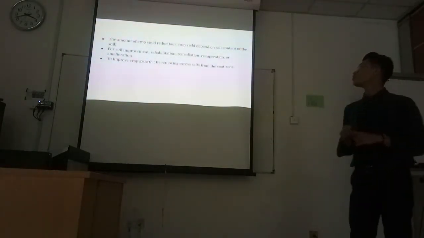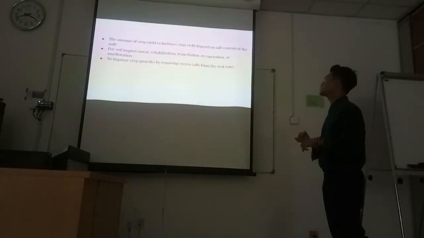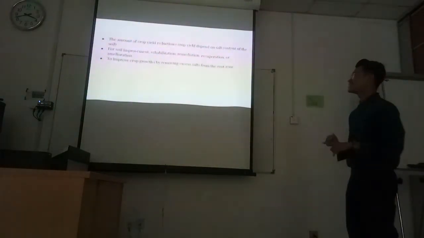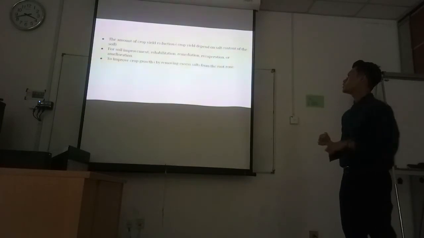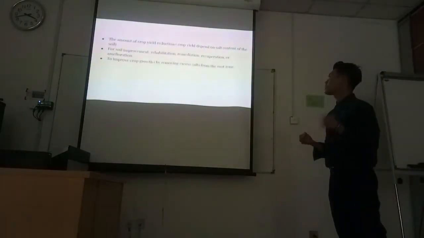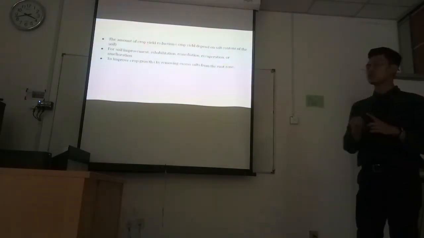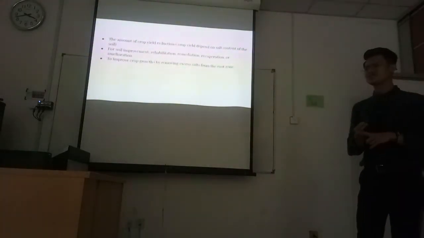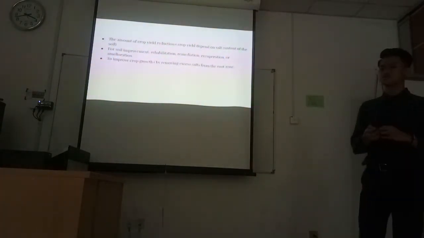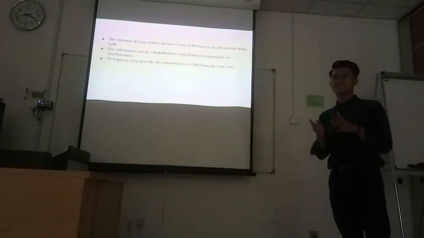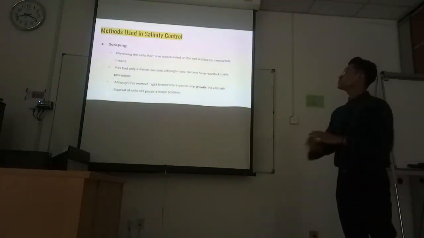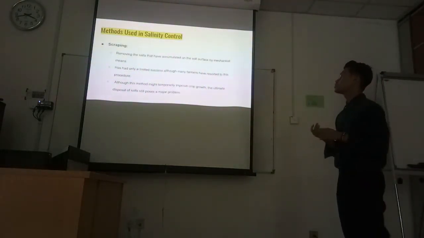So for soil improvement: rehabilitation, remediation, recuperation, and amelioration. Next is to improve crop growth by removing excess salts from the root zone. Crop growth is very important to make sure that the crop is high in quality. So we need to remove the excess salt from the root zone by doing methods in salinity control. Next, for the methods used in salinity control, we have three.